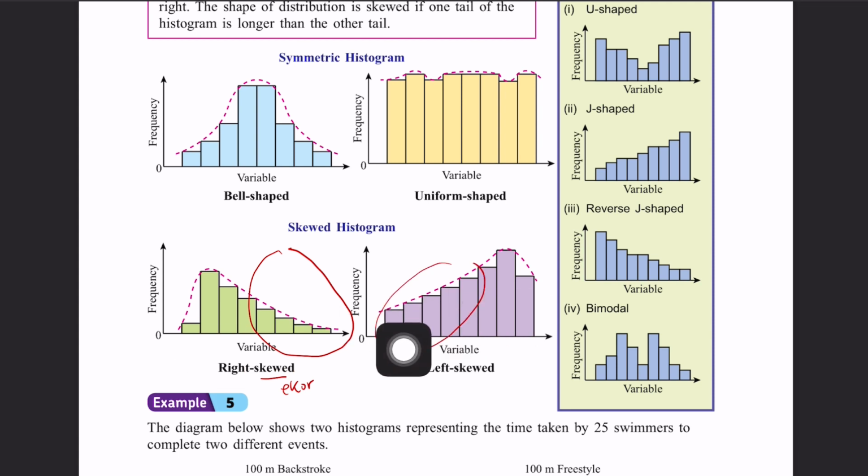This one ekor dia ke kiri. So dia left skewed. Ramai orang salah faham. Ramai orang tengok puncak dia di sebelah left. So this graph is left skewed? Wrong. Kita tengok ekor dia. Okay. So kalau macam ekor dia ke kiri, so this is left skewed. Okay, boleh?